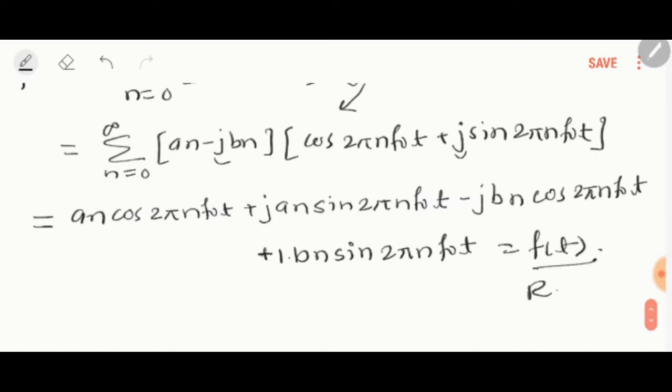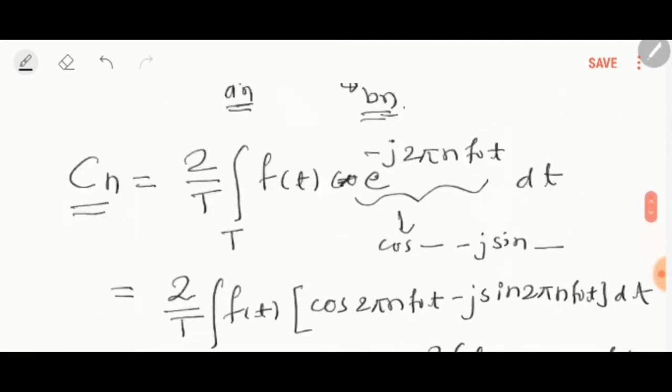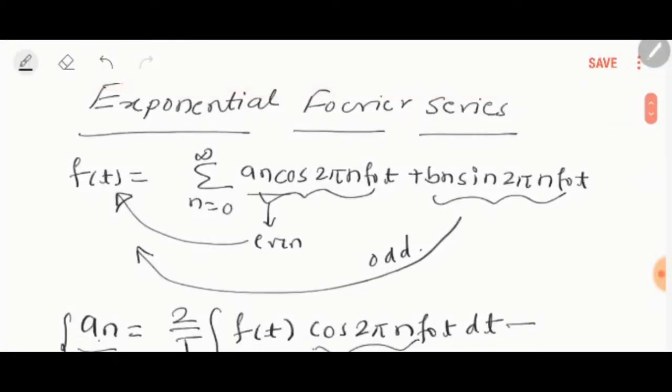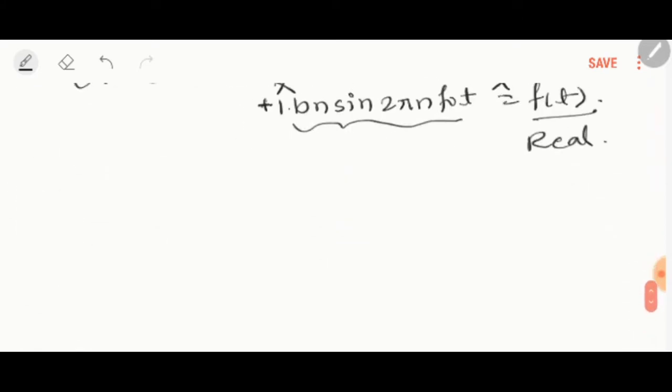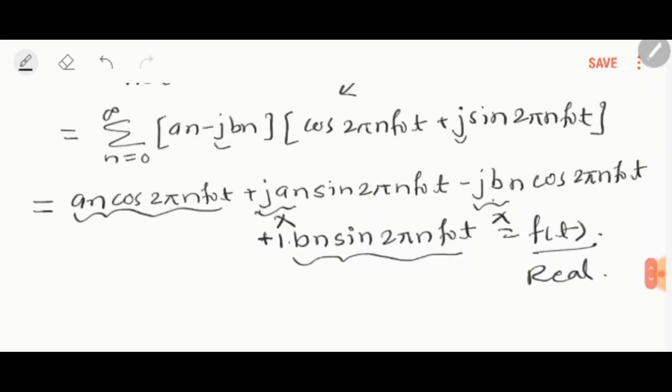Now if we observe, f(t) is a real quantity, but here we are having two j quantities. We don't want this. The other quantities were an cos 2 pi n f naught t and bn sin 2 pi n f naught t. These were the original components which were present in f(t). If you observe the f(t) equation, an cos 2 pi n f naught t and bn sin 2 pi n f naught t are the actual components of f(t). But in this equation, we want to get rid of these two j terms.